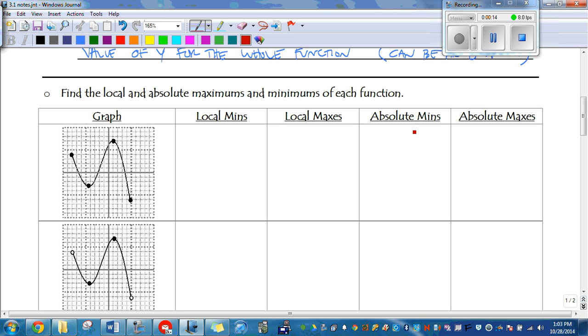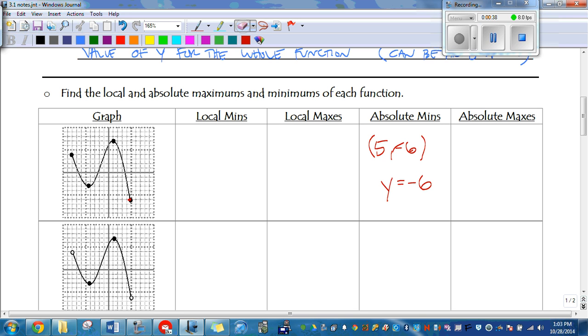Absolute minimum is going to be the very lowest point on the graph, and remember, it can be an endpoint from what we just talked about. So the lowest point on the graph is going to be right here, and that occurs at (5, -6). And really, our minimum, we're talking about the y value. So we could also just say y equals -6, but we can give the ordered pair.